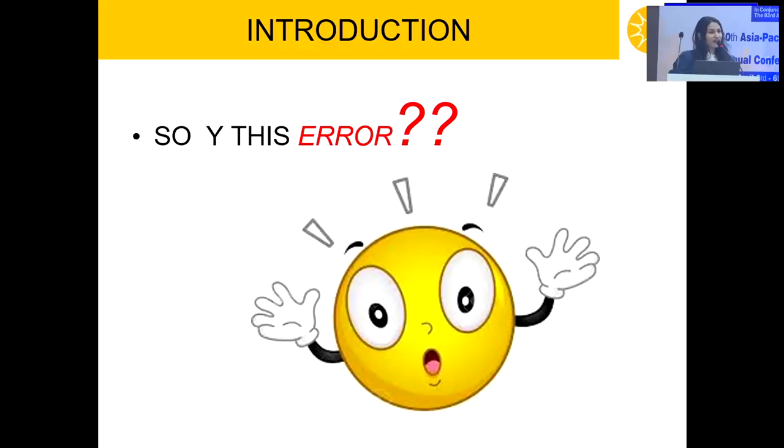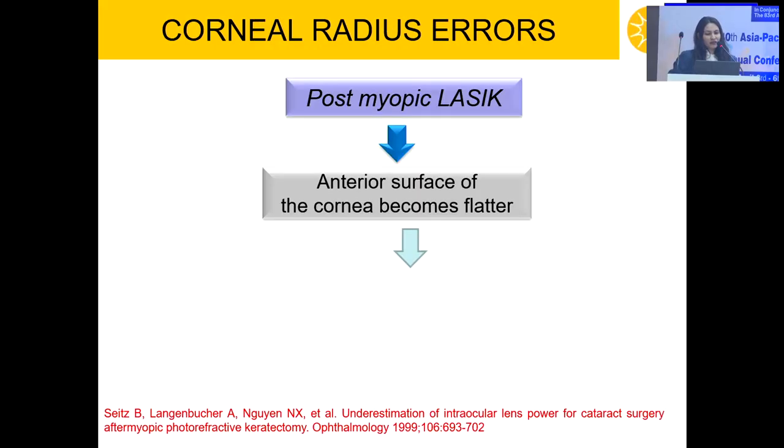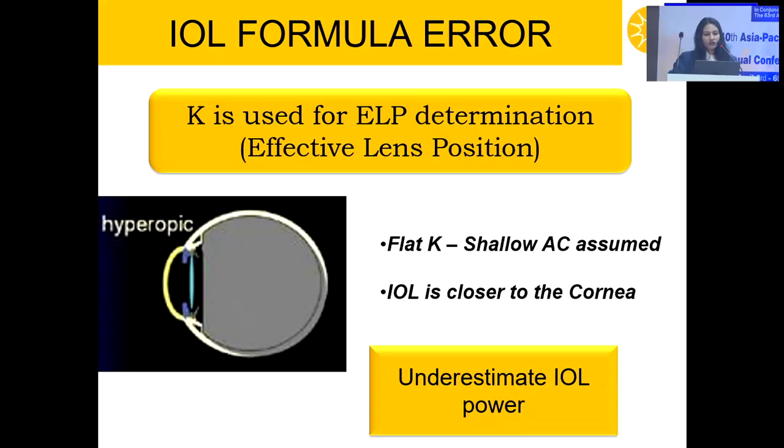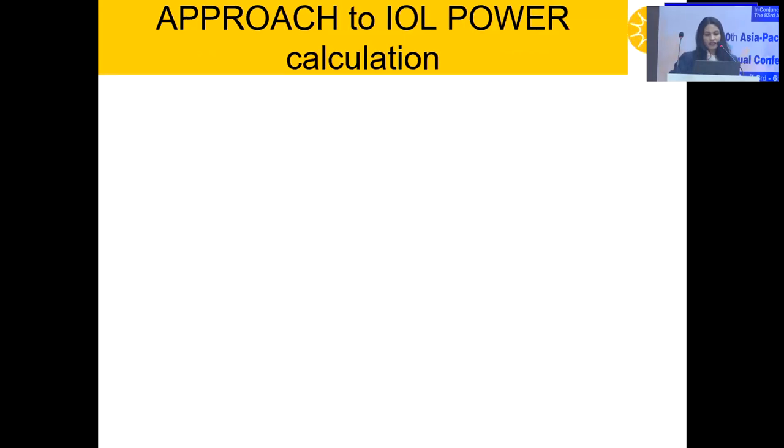So why does this error occur? Because after myopic LASIK, the anterior surface of the cornea becomes flat, and the conventional keratometer and topographers provide incorrect corneal power values and tend to overestimate the corneal power. Also, there is error in the ELP determination, and hence there is underestimation of IOL power.